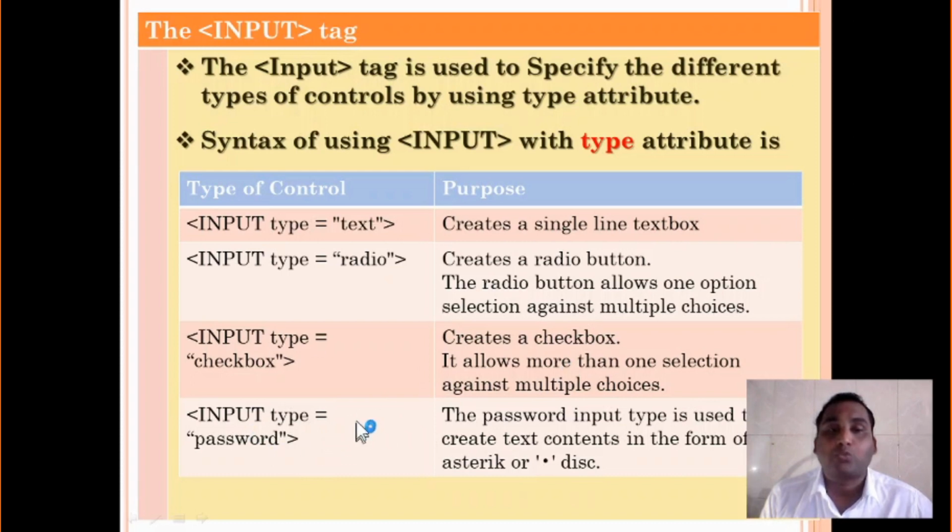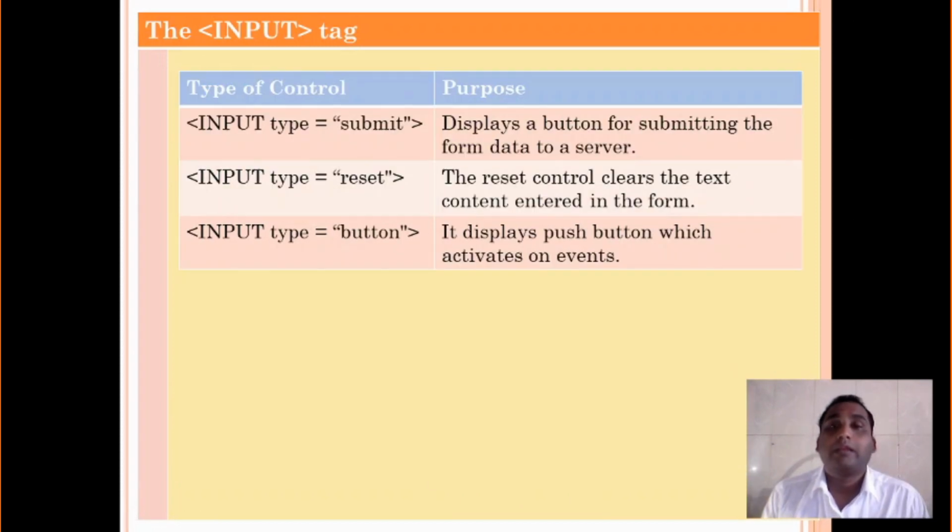Input type equal to password is similar to a text box, but what you type is not displayed. It displays an asterisk or dot instead of the actual characters you type in that text box. Then you have input type equals submit. There are three types of buttons you can display: one is submit, one is reset, and the third is a normal button.